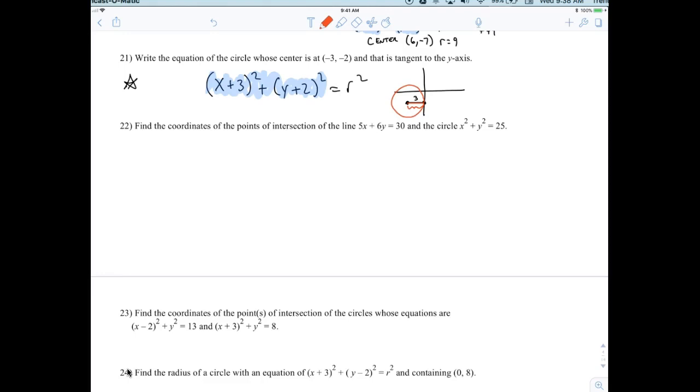Put it in the y minus k or h minus k. It's already there. You're trying to find the slope. No. You have to put it in slope intercept form. What am I trying to do?